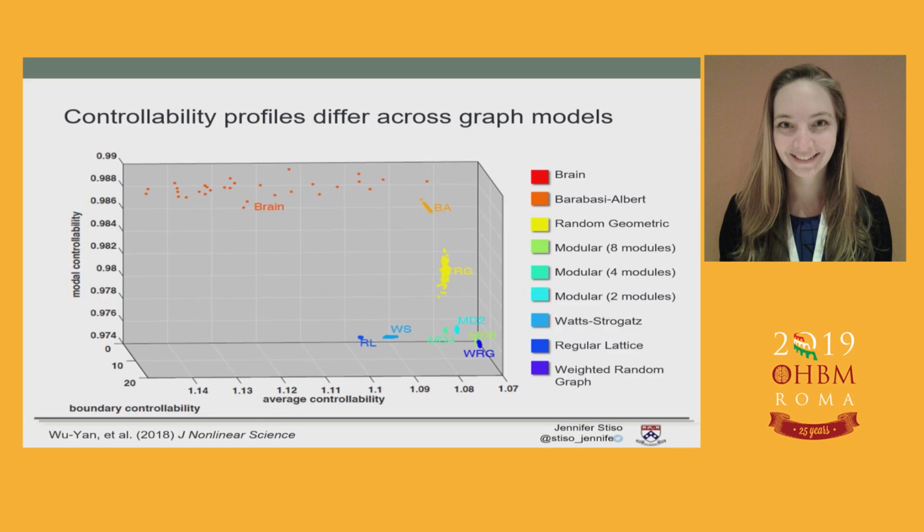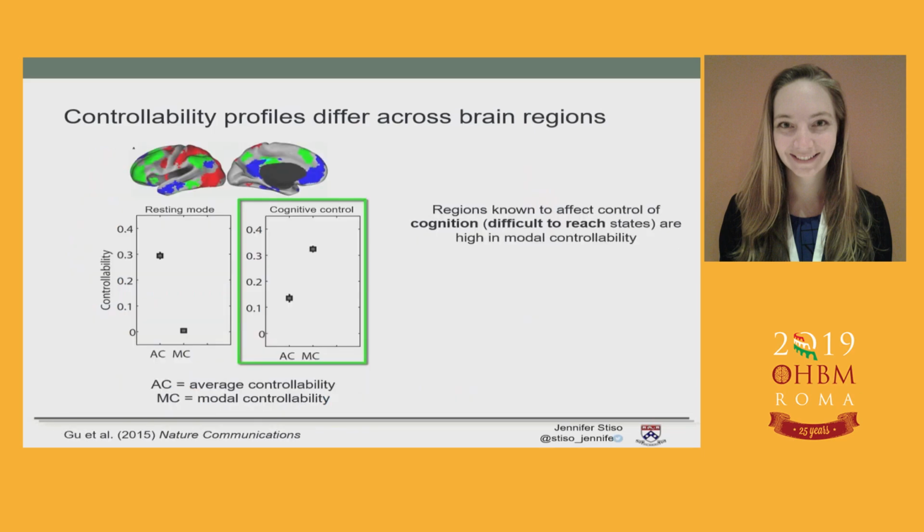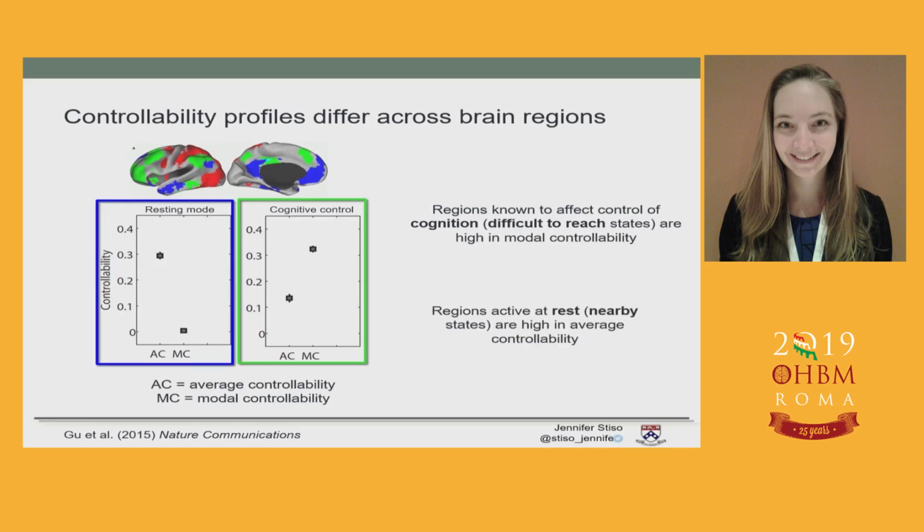But importantly, these also differ across brain regions. So regions that are known to affect control of cognition, which you could intuitively think of as a more difficult to reach brain state, are really high in modal controllability. And this is in contrast with regions that are active at rest, which you could think of as more nearby states that will be really high in average controllability.